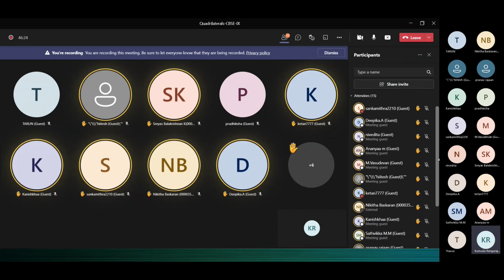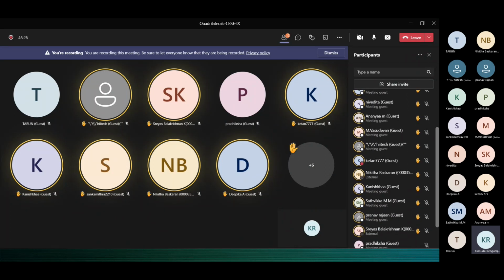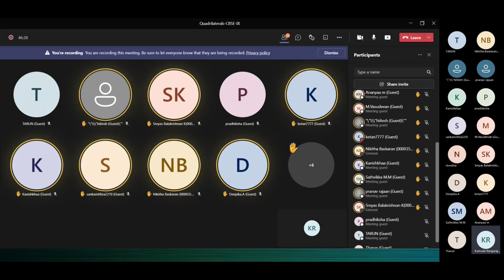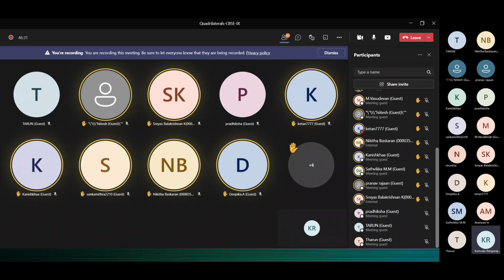Okay, Sangamitra, Deepika, Nivedita, Ananya, Vasudevan, Hitesh, Arav, Nikita, Kanishka, Satvika, Pranav, Shreyas, Pratiksha, Tarun.